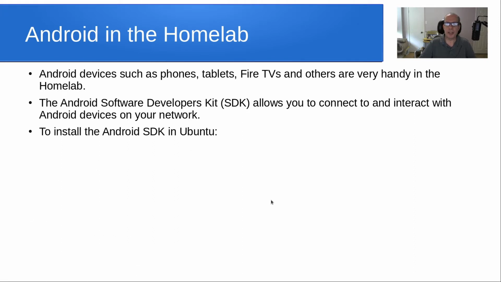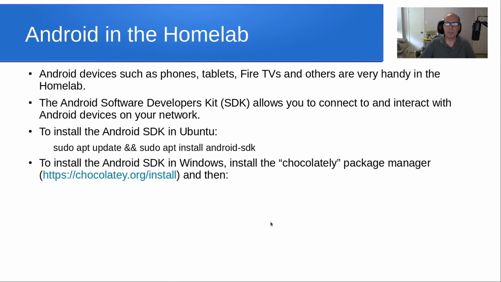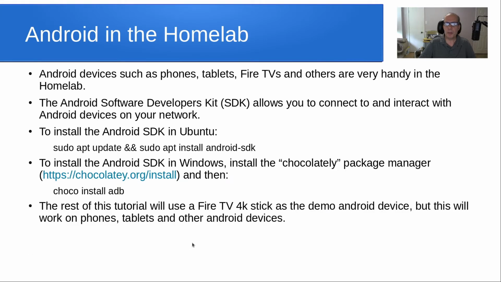To install the SDK in Ubuntu, you do a sudo apt install android-sdk. To install the SDK in Windows, you have to install the Chocolatey package manager, and that's documented over here. And then after you do that, you can do a choco install ADB. For the rest of this tutorial, we're going to use a Fire TV 4K stick as a demo Android device, but this will also work on phones, tablets, and other Android devices you might have.